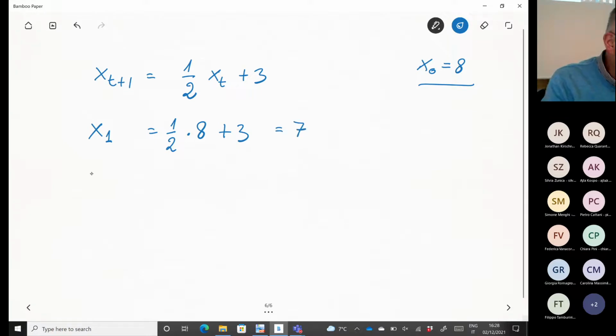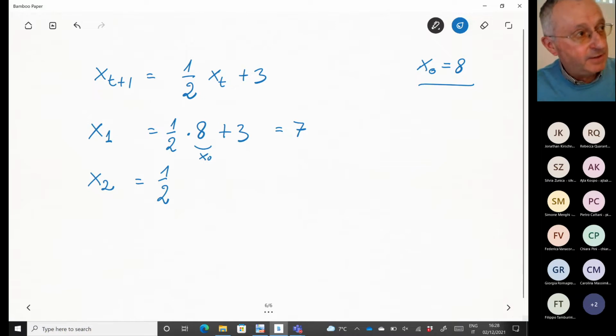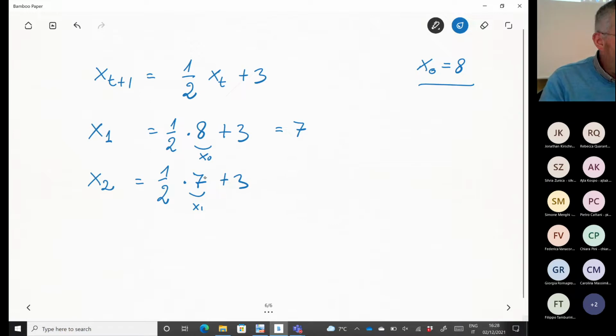Now, what is x2? It is 1/2 times x1, this is x0, okay? Now, x2 is 1/2 times x1 because it is a recursive relation, a value given the value of the preceding period, okay? So it's 1/2 times 7, which is x1, again plus 3. So this is 3.5 plus 3, 6.5, and so on and so forth.